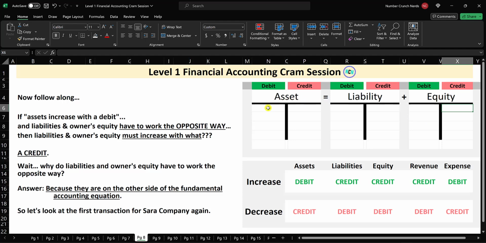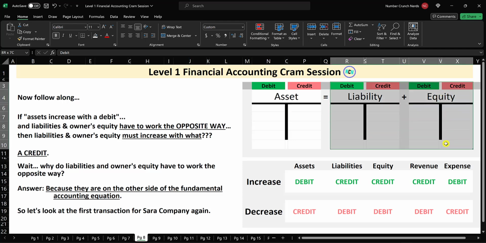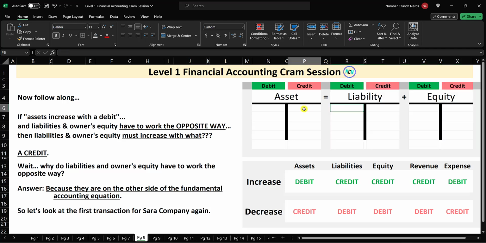If assets increase with a debit, then how do assets decrease? Well, it must decrease with a credit. If it increases with a debit, it must decrease with a credit. And if assets decrease with a credit, and these two are on the other side of the fundamental accounting equation, how do these decrease? With a debit. Assets decrease with a credit. That means these two have to decrease with a debit.